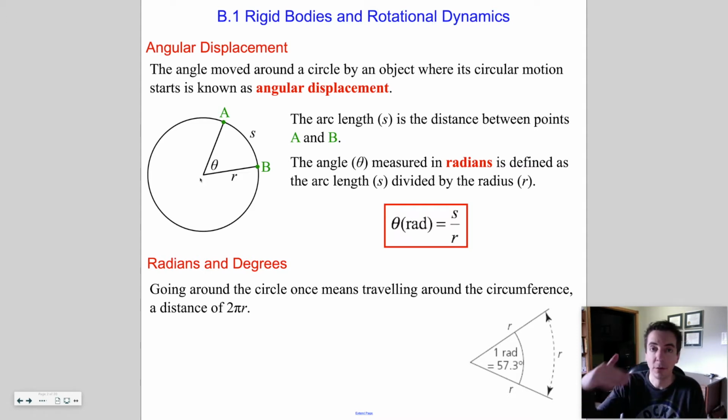So we don't use degrees for this. We actually use radians. So that radian mode in your calculator, now you can finally use it for something in Math 30. As a matter of fact, when you're doing your word problems involving rotational dynamics, your calculator has to be in radian mode if you're doing sine, cosine, tangent, stuff like that. We'll get to that. Okay, so radians and degrees, this should be a review from when you took unit circle back in Math 30, but going around the circle once means you're going around the whole entire circumference, a distance of 2 pi r.